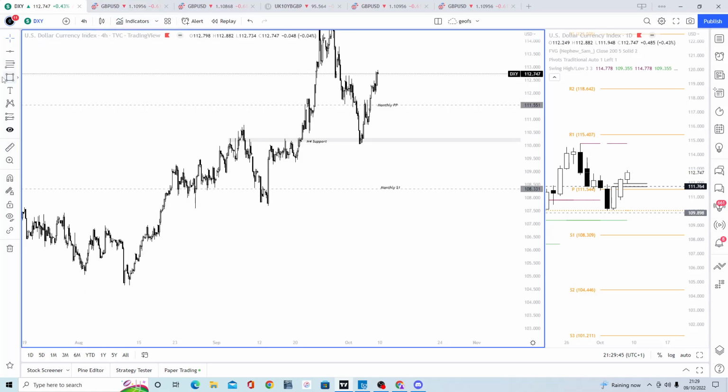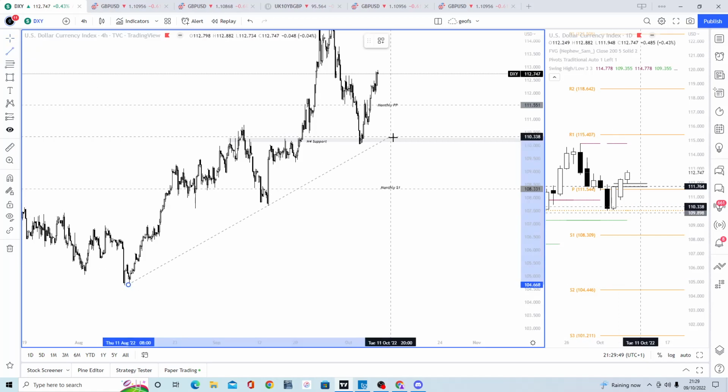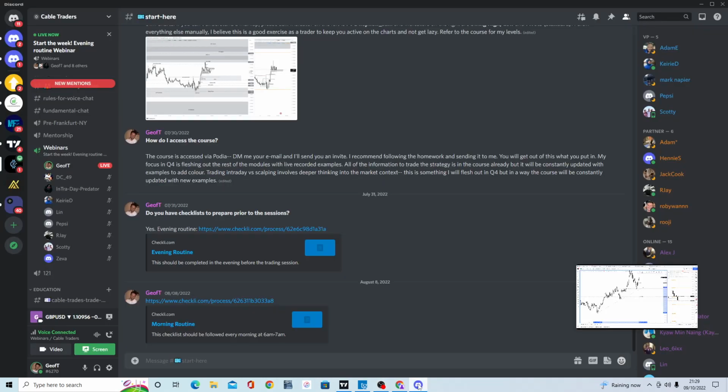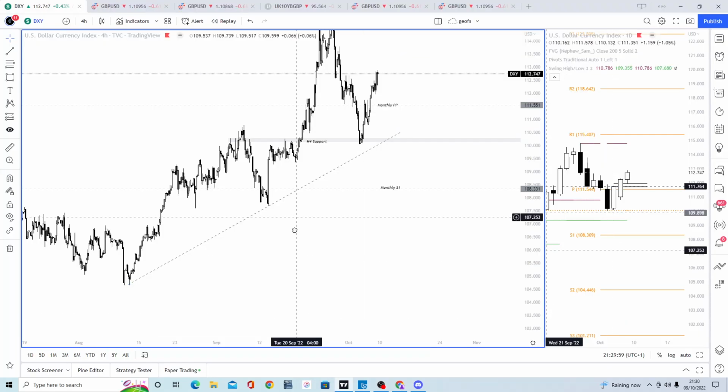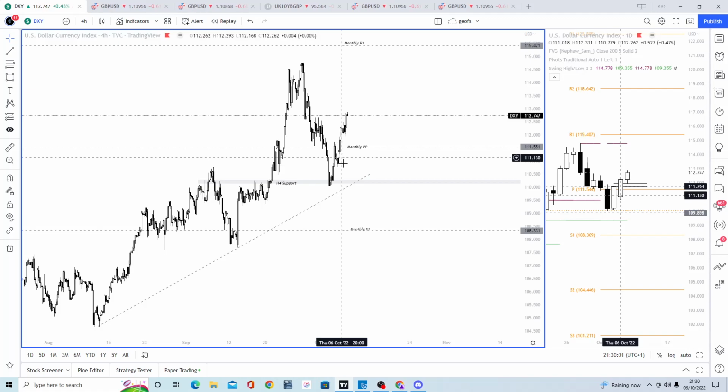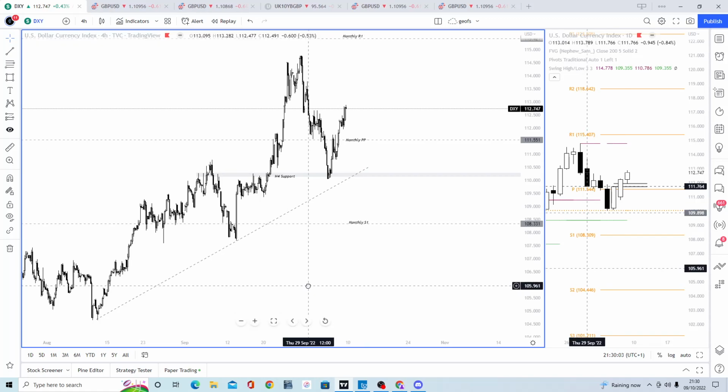Now, trend line. Does someone leave or someone join? We've got 3, 6, we've got 9 people. It's okay. I know it's getting late. It's like 9:30. We should all be in bed by now.